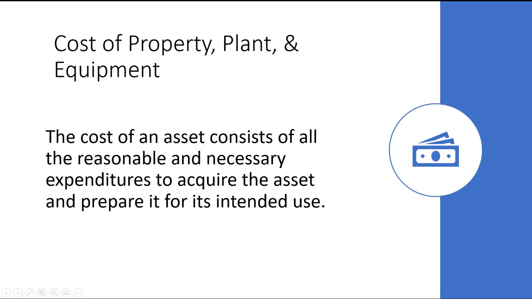So the cost of property, plant, and equipment includes all of the reasonable and necessary expenditures to acquire an asset and prepare it for its intended use. All right, this is really important because this is your guideline that tells you, is this part of the cost of the asset or not? If it's part of the money that you have to spend to get the asset and get it ready for its intended use, then it's going to be part of the cost of the asset. So let's look at some examples of how this applies to some of the property, plant, and equipment assets.